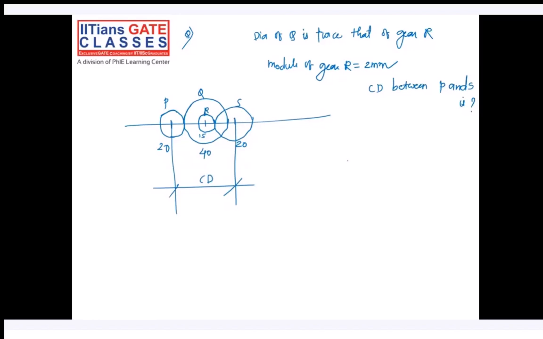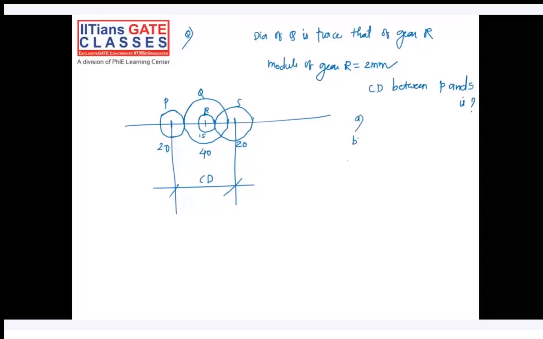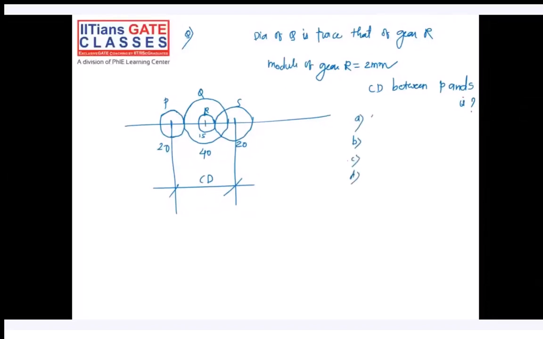A compound gear train is given here: P, Q, R, S. Gears Q and R are mounted on the same shaft. The diameter of gear Q is twice that of gear R. If the module of gear R is 2 millimeters, then the center distance between gear P and S in millimeters is... Let me give you some options here: 40, 80, 120, 160.